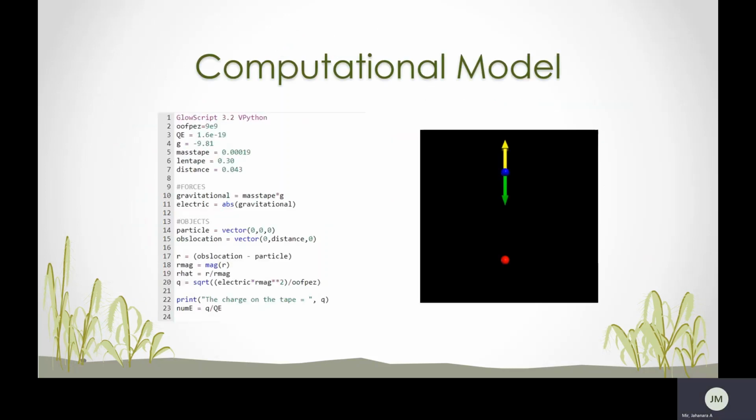This is the computational model. The same data was used for the computational model in terms of the length, mass, and distance. The same equations that we went over in the introduction were also used. Here we can see to the right, the red sphere is tape A. The blue sphere is tape B. The green arrow pointing down is the gravitational force, and the yellow arrow pointing upward is the electric field.